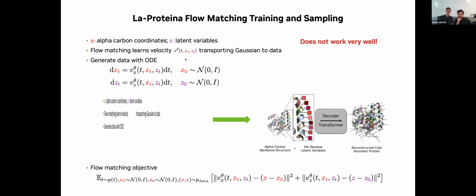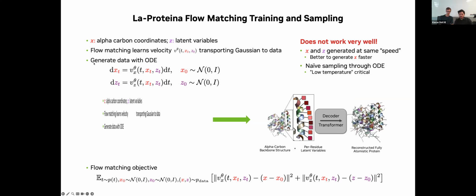First, this doesn't work very well when you do this naively. This is because in this ODE we are producing the backbone and the latent variables at the same speed, so we are denoising these variables at the same rate. What we find in practice is that producing the backbone faster than the latent variables actually helps quite a bit in terms of performance.